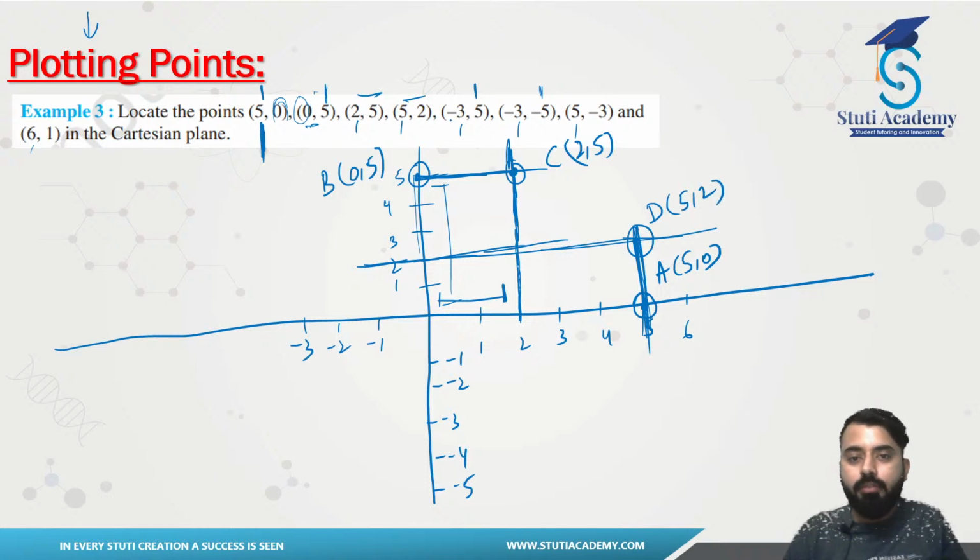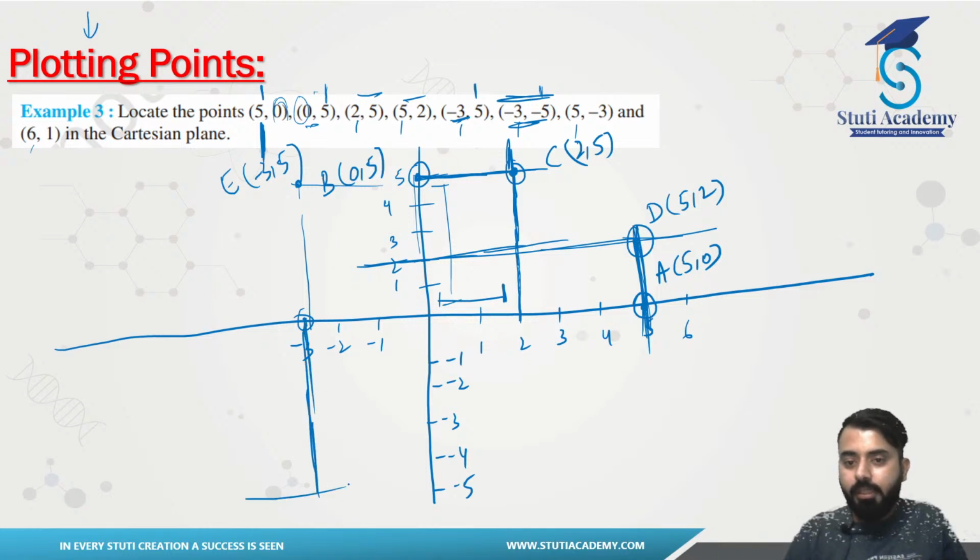Then we have horizontal distance -3 and vertical distance 5. -3 is here, vertical 5 is here. So that point should be lying somewhere here, considering this is the line and that is the line. Let's say this is point E, which is (-3, 5). Then we have (-3, -5). Both of them are negative, so they will be lying in the third quadrant. So -3 here and -5 here. Your point will be this one. Let's say this is point F, which is (-3, -5).